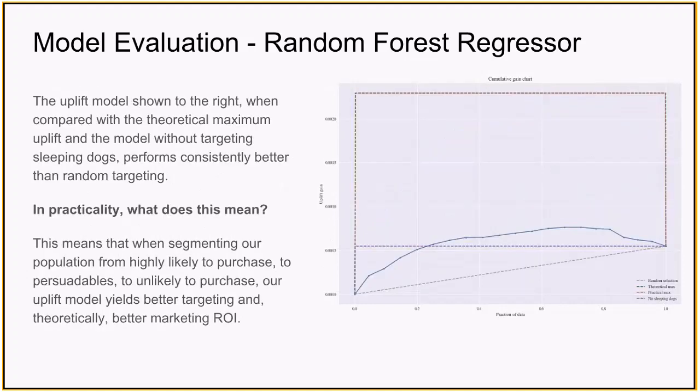So comparing our model to the practical maximum and the theoretical max, random selection, and a model without targeting sleeping dogs, you can see that the model does perform consistently better than random targeting throughout all deciles of our users.